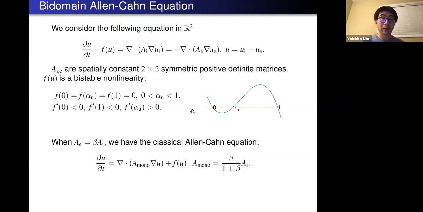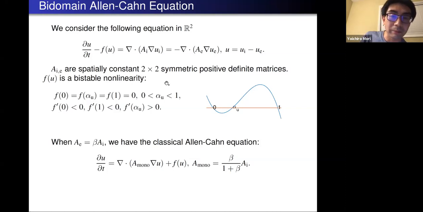The interest here in cardiac electrophysiology is in understanding pulse propagation, and therefore the underlying nonlinearities support a pulse. Here, with the bistable nonlinearity F, these equations support a front solution, and so we are interested in understanding the front solutions of these bidomain Allen-Cahn equations, as we'll see.